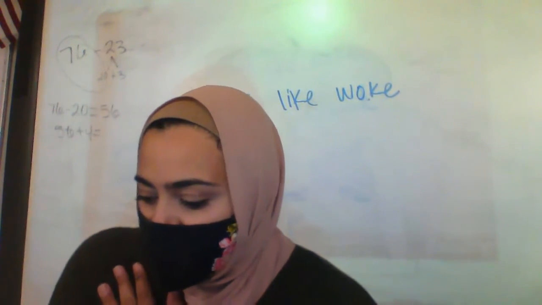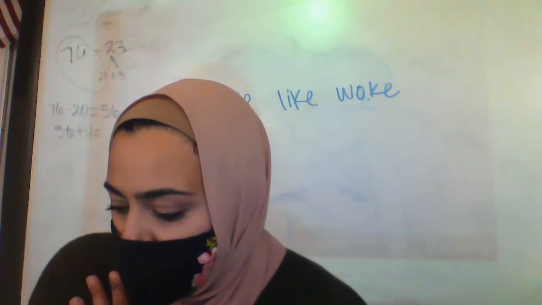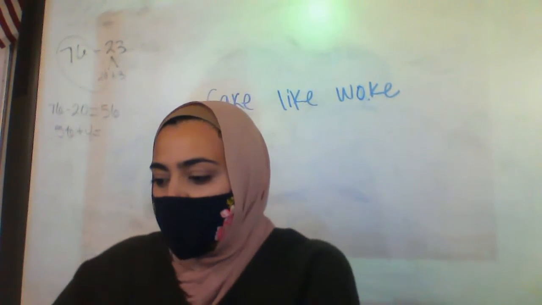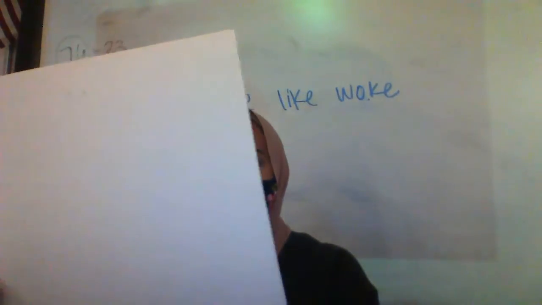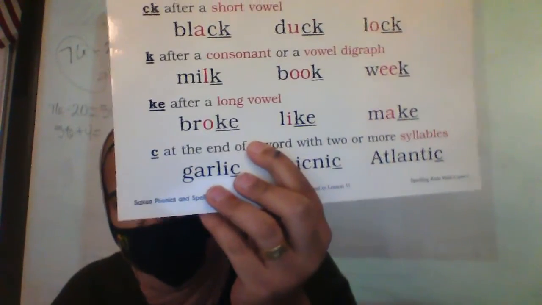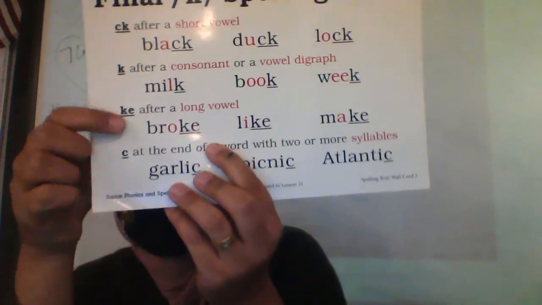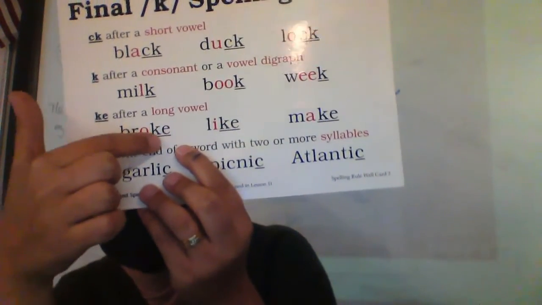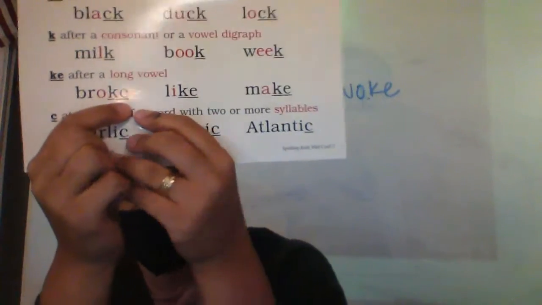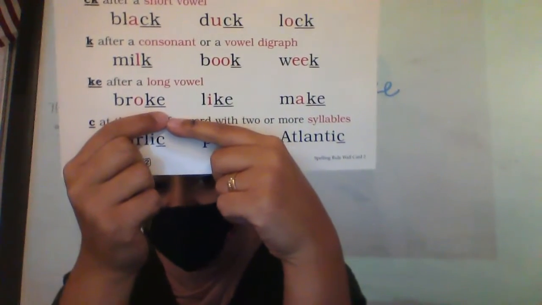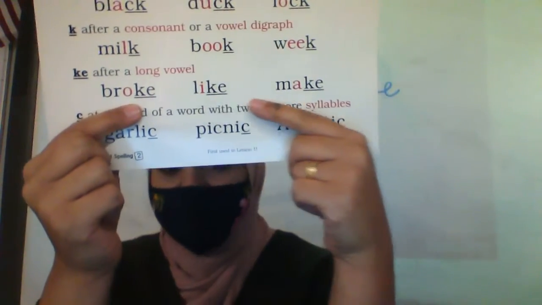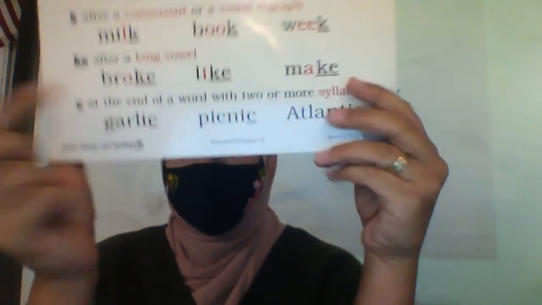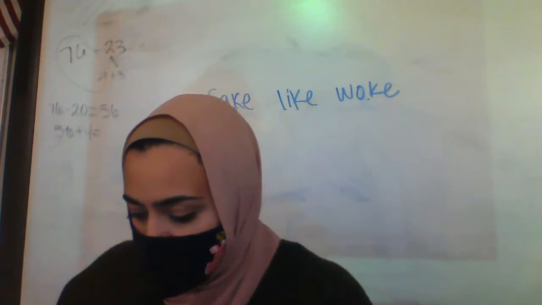Let's add this information to our final spelling rule wall card. So our spelling rule wall card with the final sound, that is right here, the long vowel. So we have K-E after a long vowel. So if the vowel is long, it ends with a K-E. Miss Yusuf, do we pronounce the E? No, it is silent. Let's read it. Broke, like, make. Very good. K-E after a long vowel. All right, we're going to put this up on the wall.